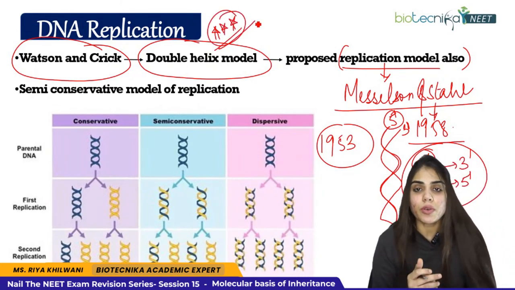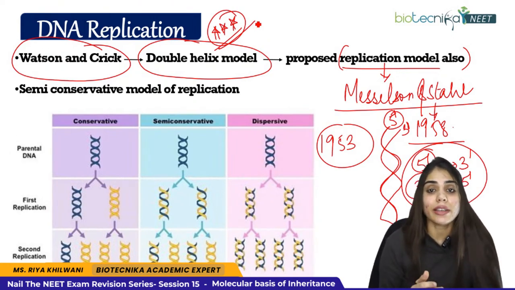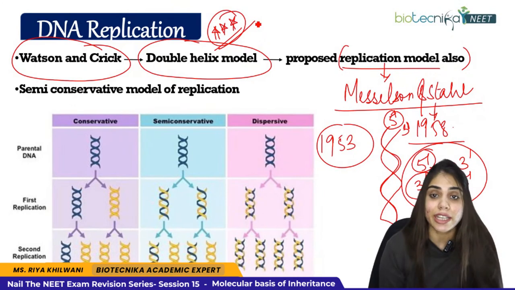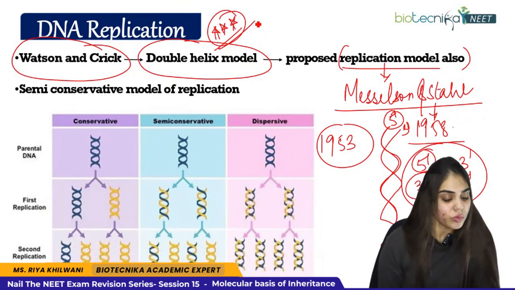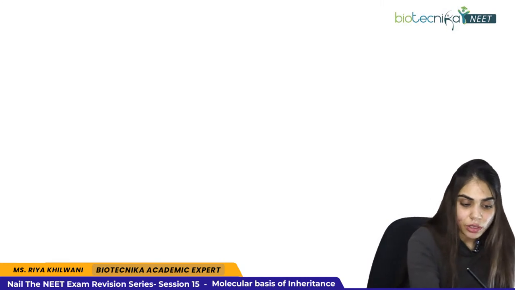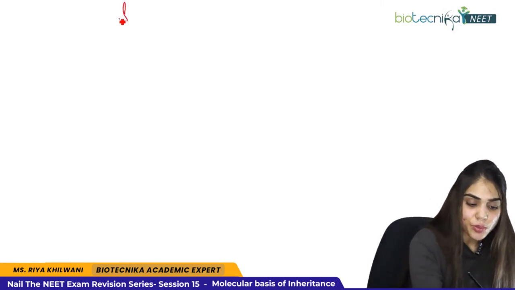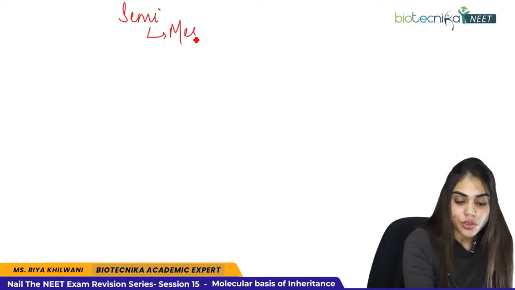They only proposed a double helical structure of DNA, but they didn't propose how the replication process of DNA takes place inside the nucleus. So to prove all these things, Meselson and Stahl did an experiment. How did they perform the experiment? It is Meselson and Stahl who performed the experiment for DNA replication.